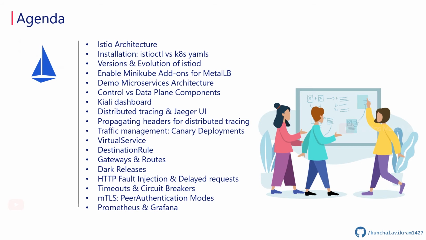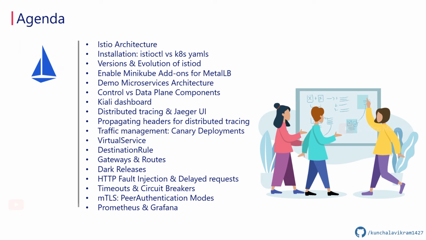the gateways and routes. Then we'll do dark releases, and we'll also inject some HTTP faults. Let's say we want to test your application by injecting faults. Using HTTP fault injection, we can test the microservices and how they respond to various fault injections. And we'll also try to delay the requests using the same virtual service and destination rules.